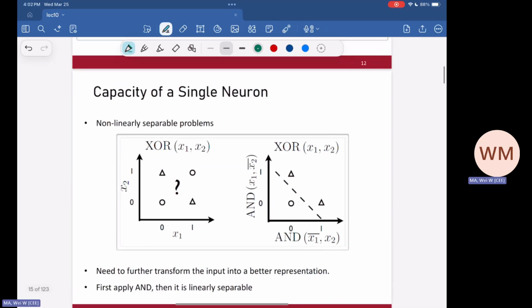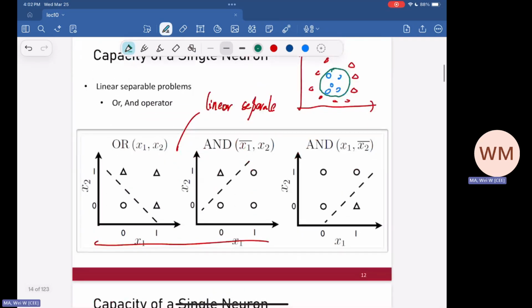So you can see this is an example. We're talking about AND. This is an AND operator. So the AND operator basically says x1, x2 each has 0 or 1. So 0 and 0 gives 0, 0 and 1, and 1 and 1. So, sorry, these three are all linearly separable.